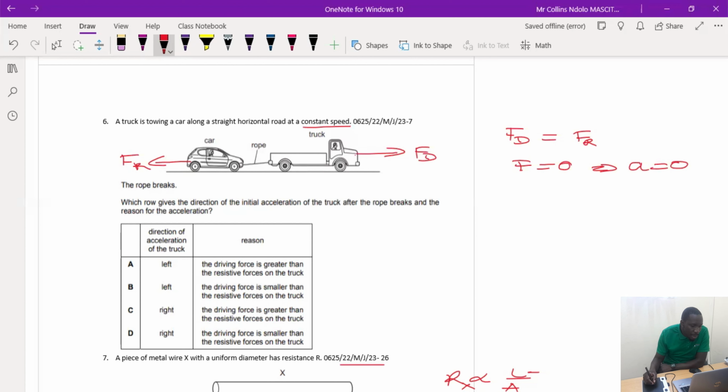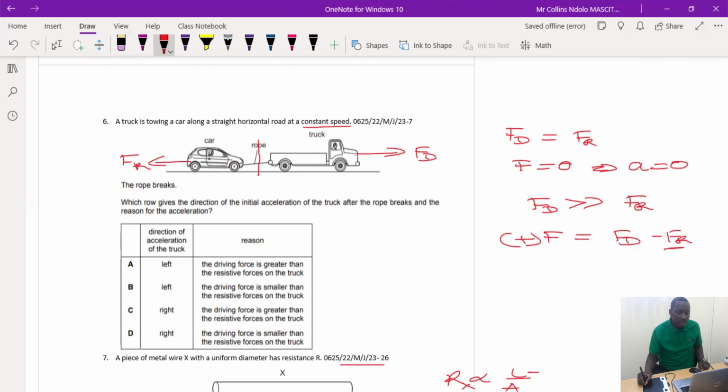Now, the rope breaks. When this rope breaks, you can see clearly. Remember, the car is being dragged by the truck. That means the car contributes to the drag force, this FR here. So if it is cut, that means that FD is going to be much greater than FR. And therefore, we are going to have a resultant force which is positive, since FD minus this drag force here will be less, maybe just due to the air resistance, but not because of the car.